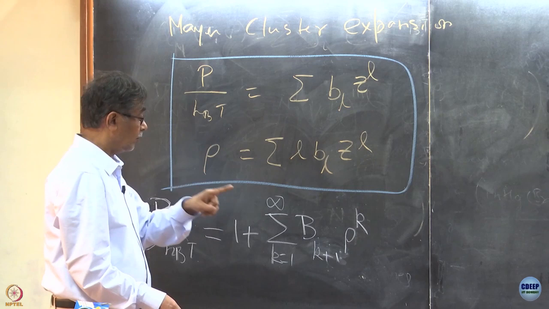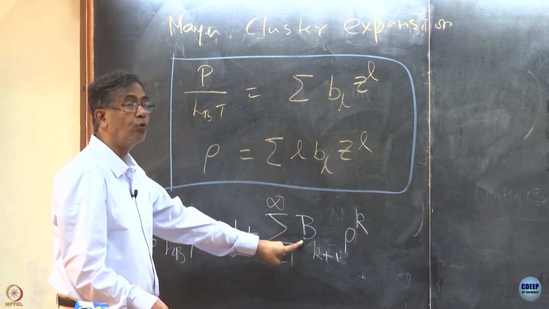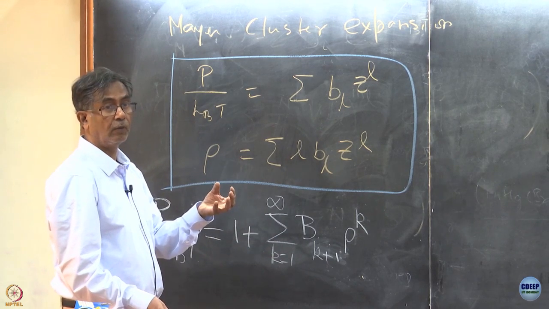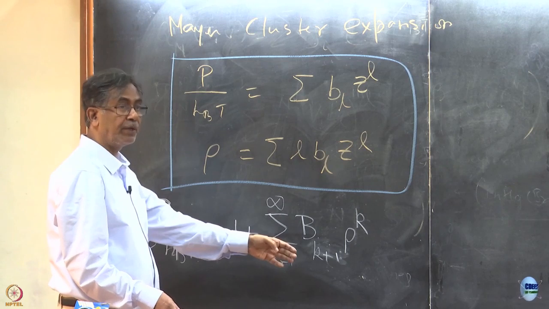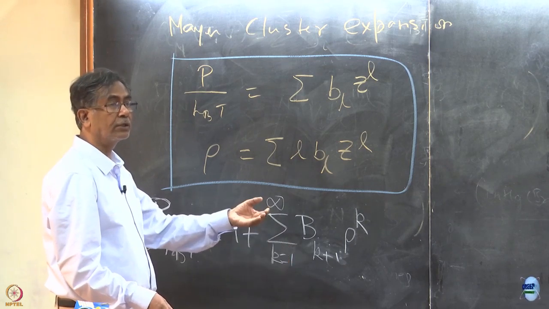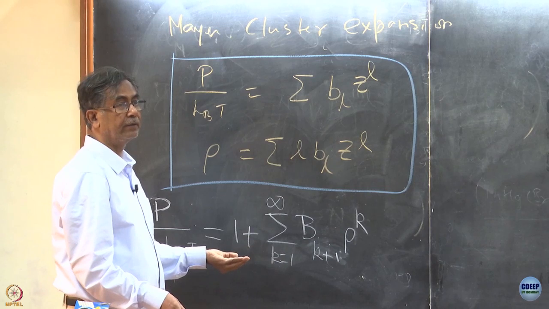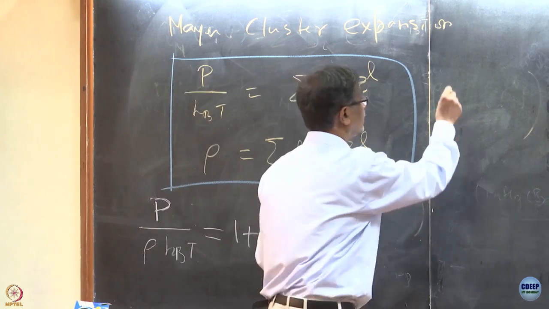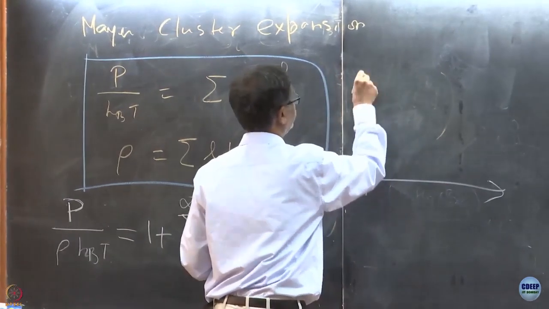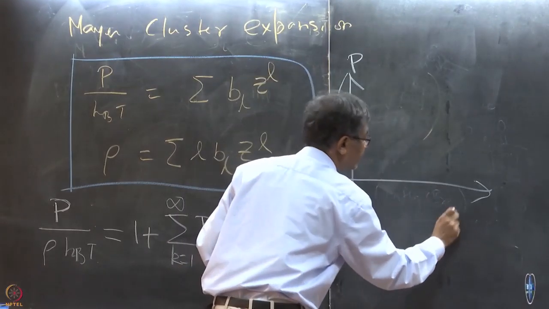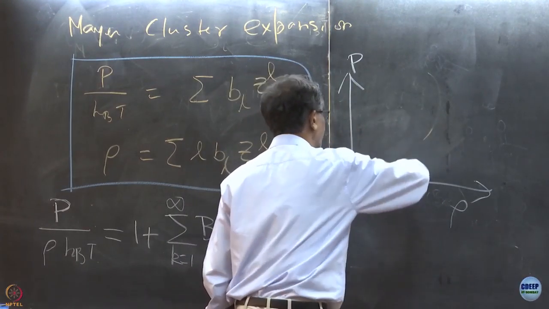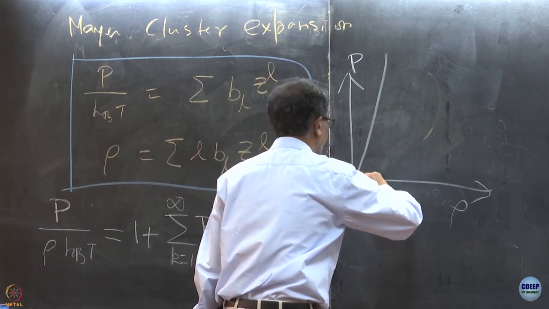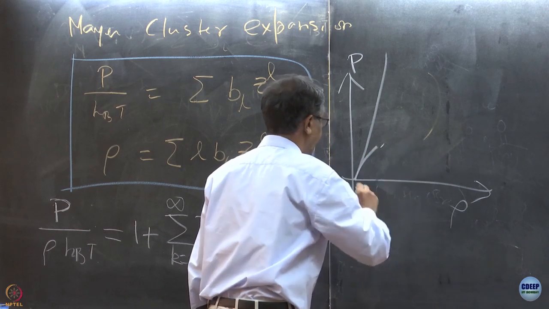Historically, the first force field was derived from B2, because it was done after Mayer did. How can I get the second virial coefficient? I plot pressure versus density, and this is the ideal gas. But as interactions become important, I see this starts deviating.